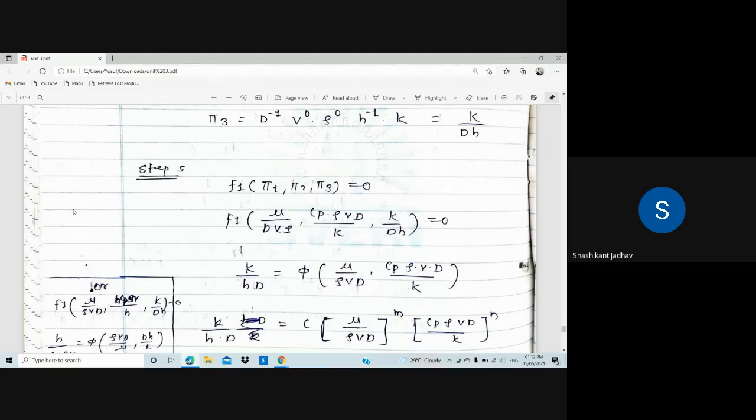Then what is step number 5? We have to write down the equation: function of pi 1, pi 2, pi 3 is equal to 0. Already we have calculated the values of pi 1, pi 2, pi 3, so we have to put these values into this equation. So all of you put the values in. Function of, what is the value of pi 1? That is mu upon d v rho. Then what is the value of pi 2? Cp into rho v d by k. Then what is the value of pi 3? That is k upon d h, is equal to 0.